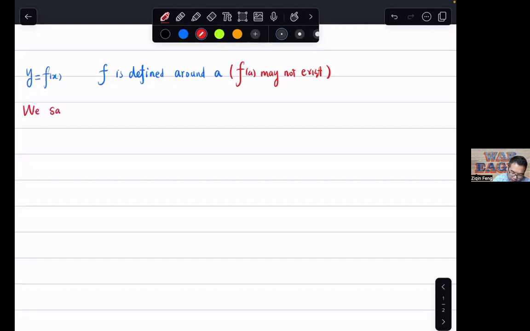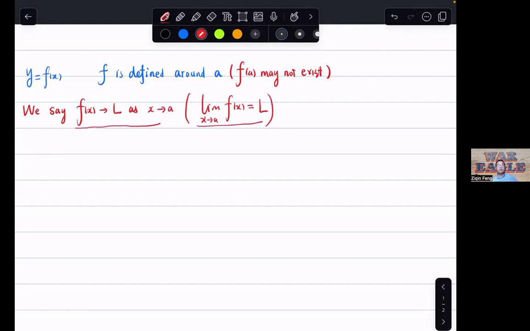We say that f of x goes to L as x goes to A. So this is one way to say the limit of f of x equal to L as x goes to A. Another way, a better way in many situations, is the limit of f of x as x goes to A equal to L. The two notations are the same. Both mean the limit of such a function equals L as x goes to A. That's the definition here.